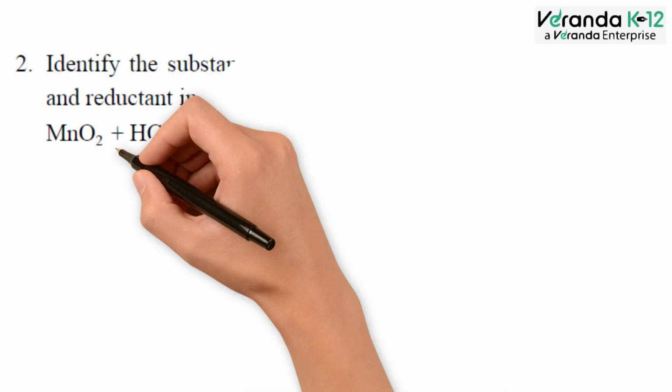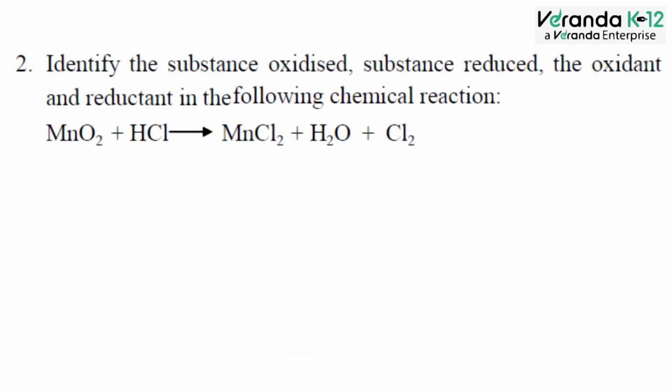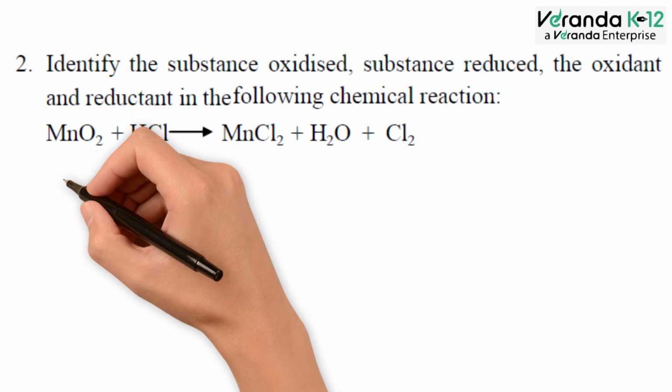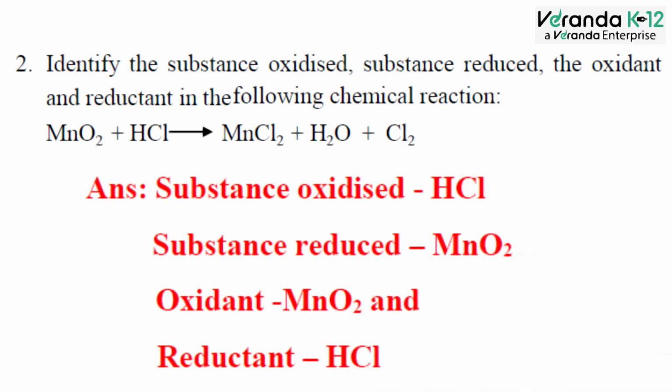Question number 2. We have to identify the substance oxidized, reduced, the oxidant and the reductant in the given chemical equation. MnO2 plus HCl gives MnCl2 plus H2O plus Cl2. So here HCl is getting oxidized because we are removing the hydrogen from that one. And MnO2 is reduced to MnCl2 where we are taking the oxygens from that one.